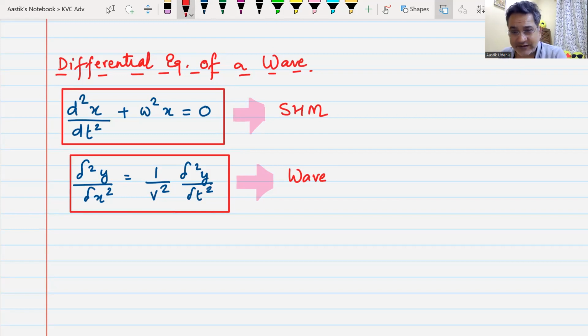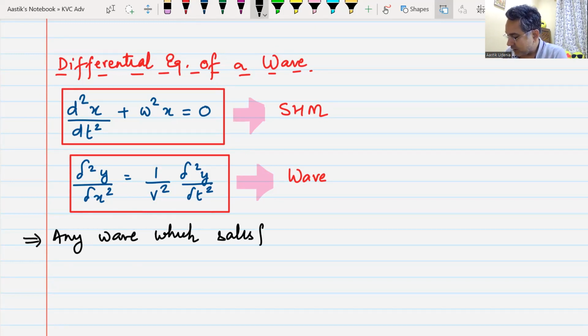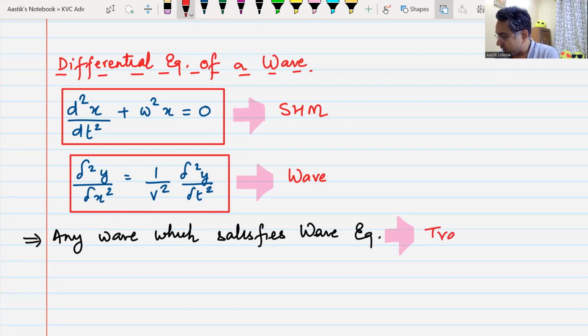Any wave which is traveling in nature should be of this form. So any wave will have an equation of this type. Any wave which satisfies the wave equation is a traveling wave, or a progressive wave.